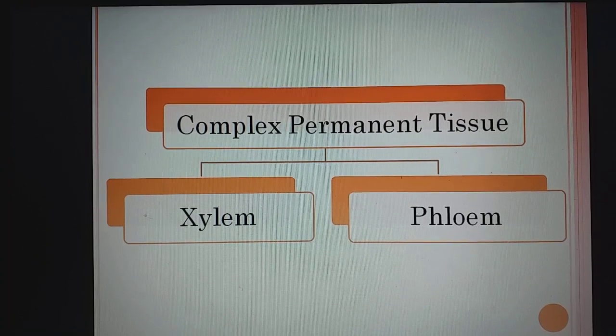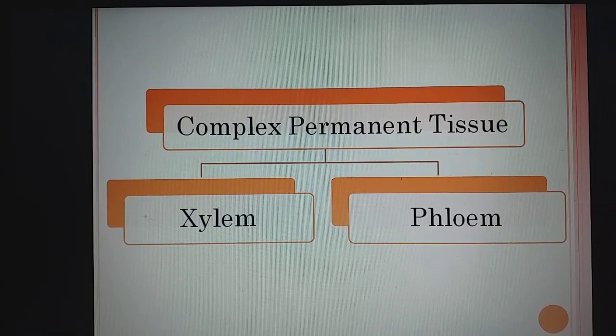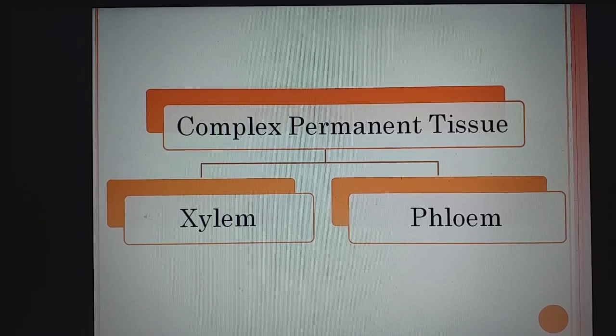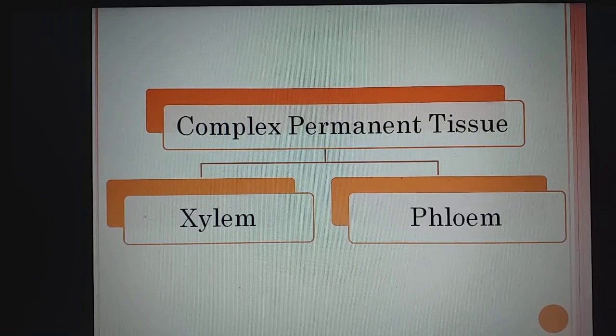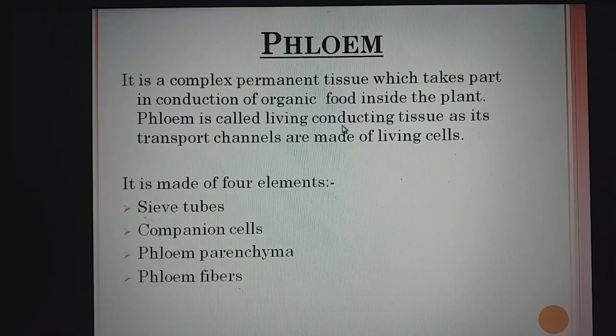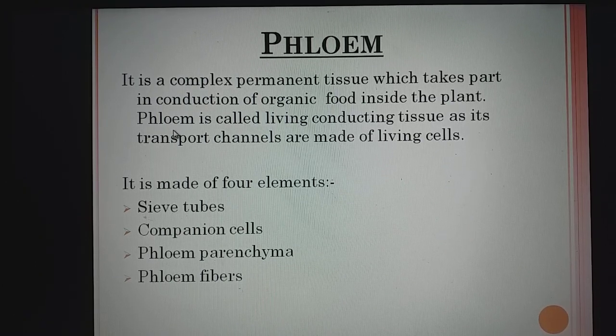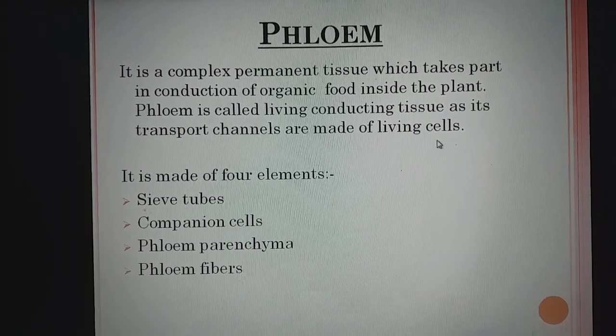In earlier classes you have studied that phloem helps to conduct the prepared food from the leaf to the different parts of the plant. Like xylem, it is also made up of four elements. Phloem is a complex permanent tissue which takes part in conduction of organic food inside the plant. Phloem is called living conducting tissue as its transport channels are made up of living cells.